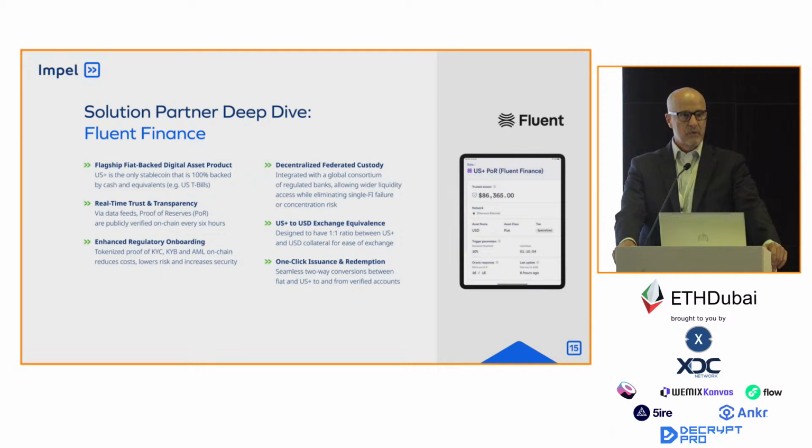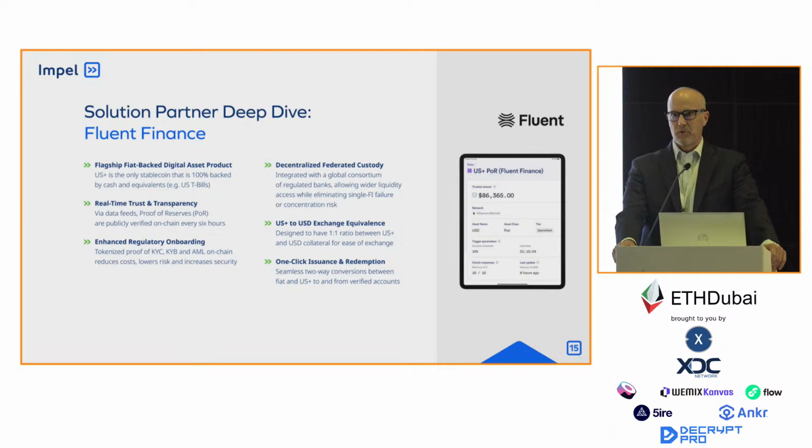You can use that US Plus stablecoin however you wish on the XDC network through trading pairs, through Impel's ISO messaging, through Impel's R3 Corda bridge. And then when the user is done with the stablecoin, they can send it back to the bank to redeem it for fiat, and they would put fiat back into your account.